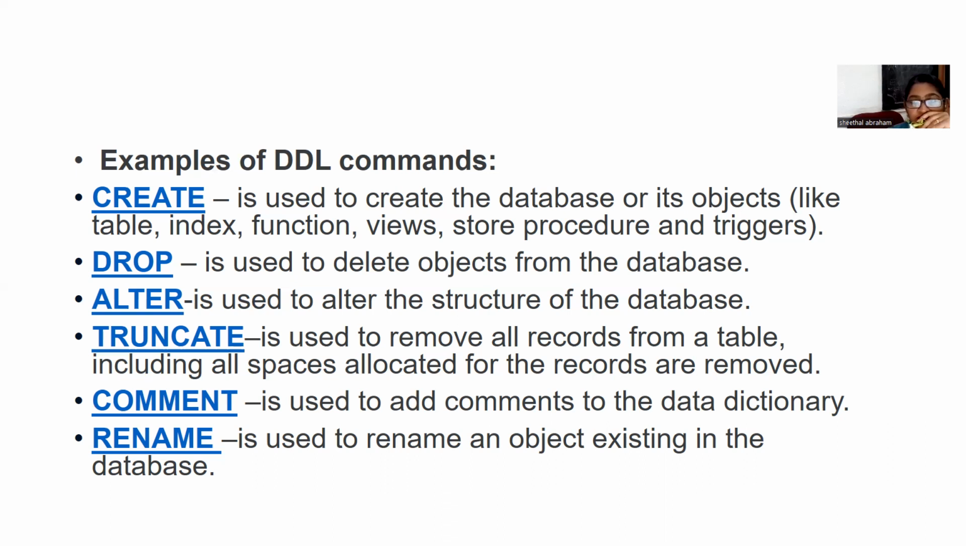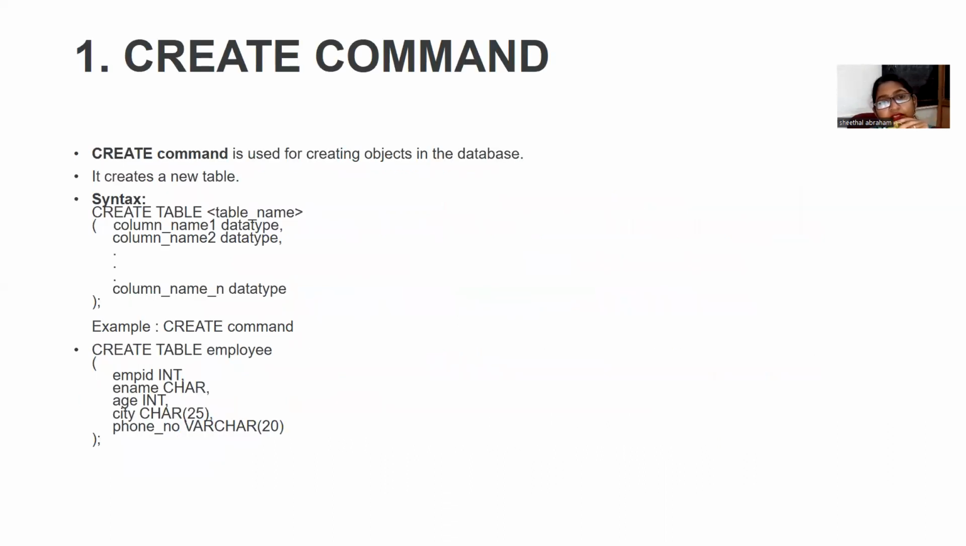So let us see all these commands in detail. The create command, as we know, is used to create objects in the database. It can be a table, a stored procedure, a view, whatever it is. Now, what is the syntax? If we use the create command with table, a new table will be created. The syntax is create table, then the table name. Inside the brackets, we write all the column names as well as their data types.